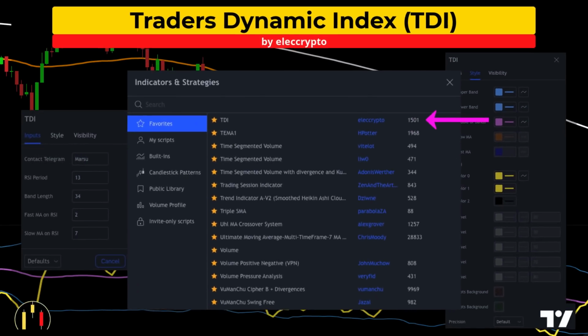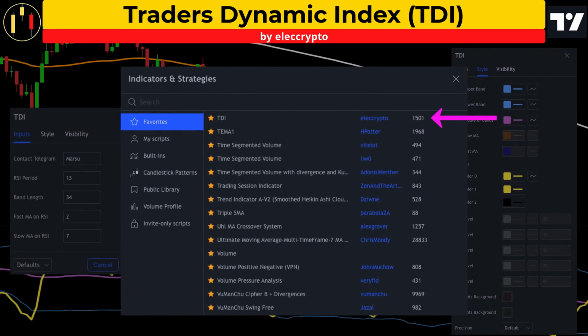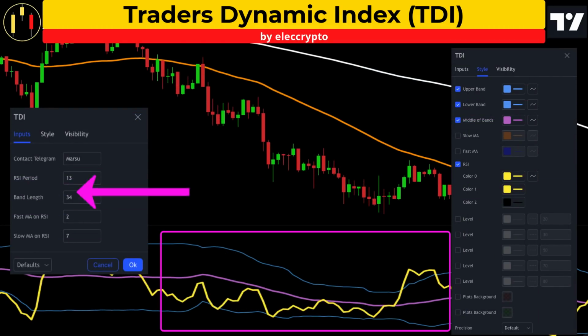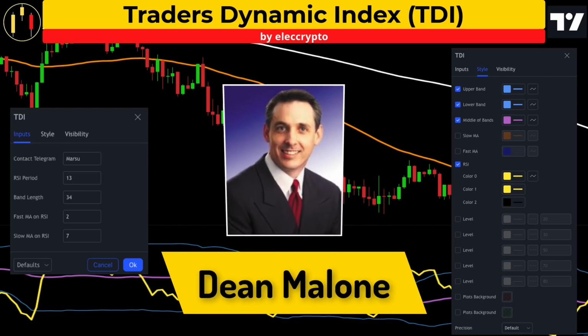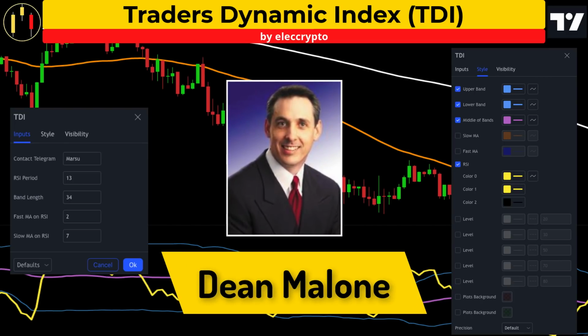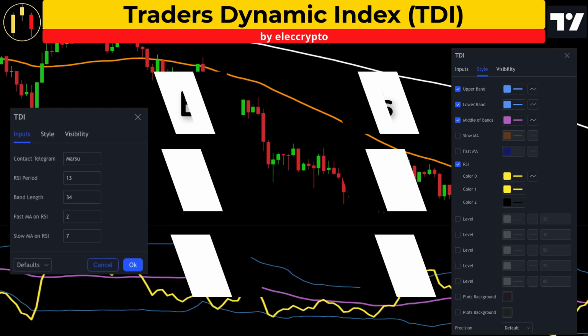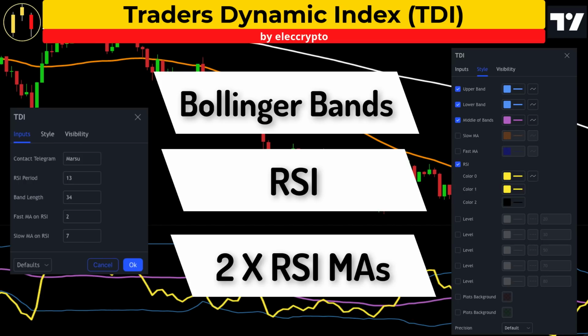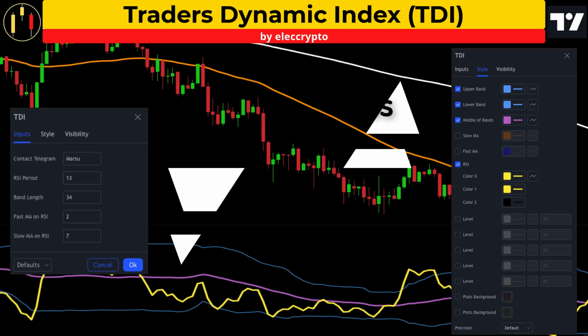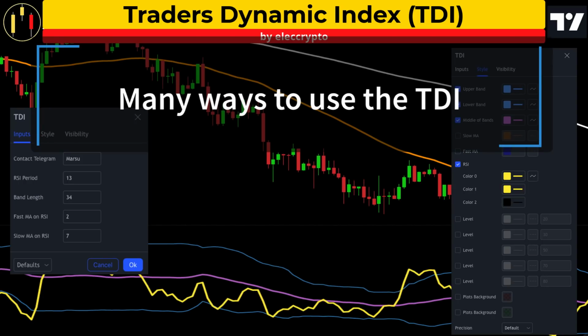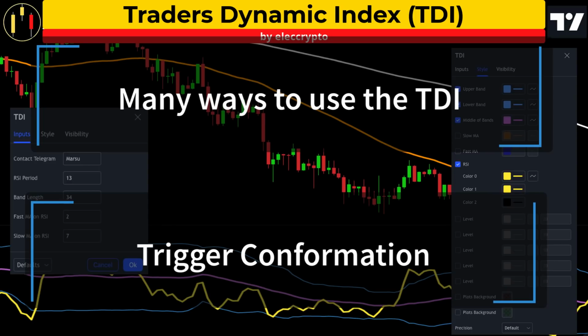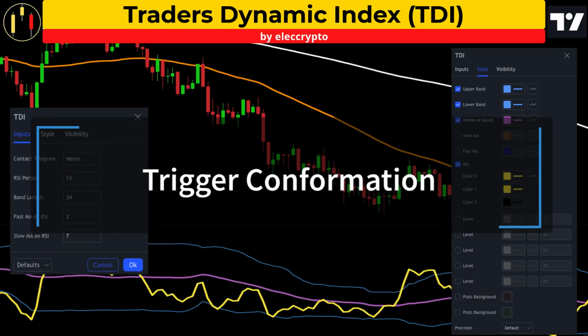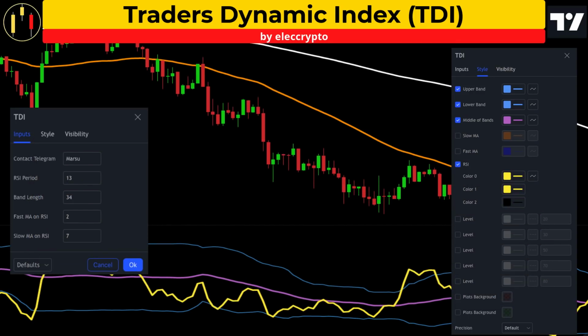The third and final study is the Trader's Dynamic Index, or TDI. I am going to keep all inputs at default and just enable the upper, lower, and middle Bollinger Bands plus the RSI, which I will set to yellow. The Trader's Dynamic Index was designed by Dean Malone and consists of 3 indicators in one: the Bollinger Bands, the RSI, and 2 RSI moving averages. This indicator has the capability of being used in many different ways, but in this system, we are going to use the interaction between the Bollinger Band and the RSI as trigger confirmation.